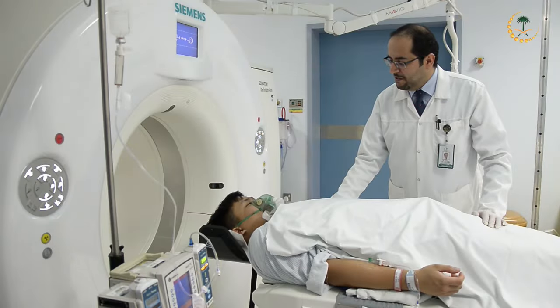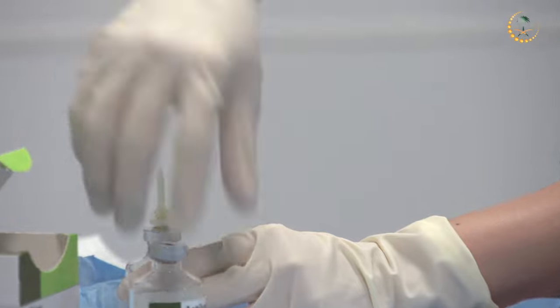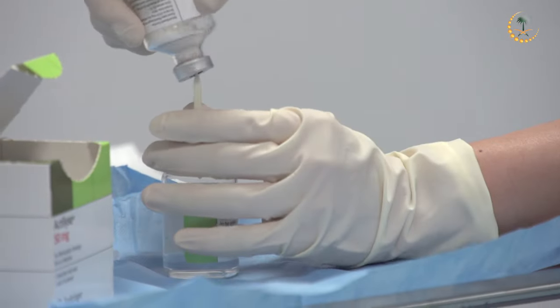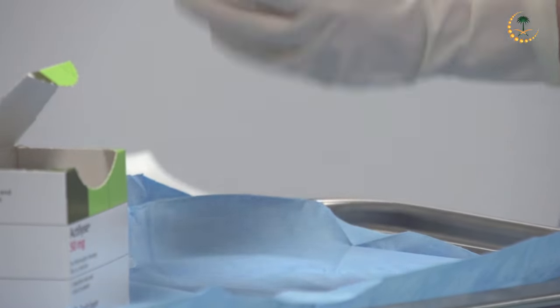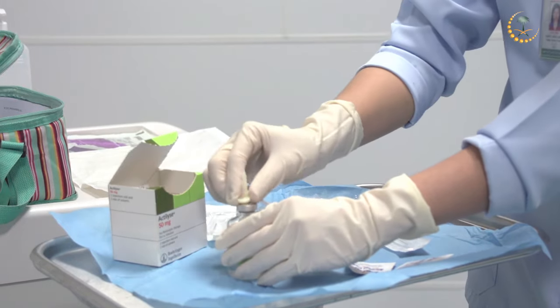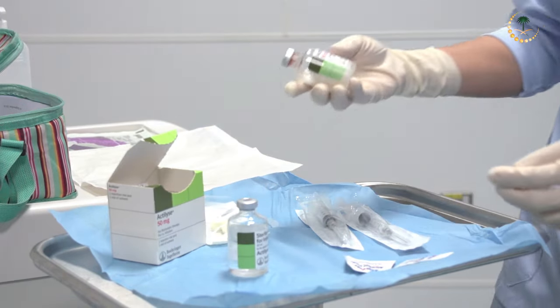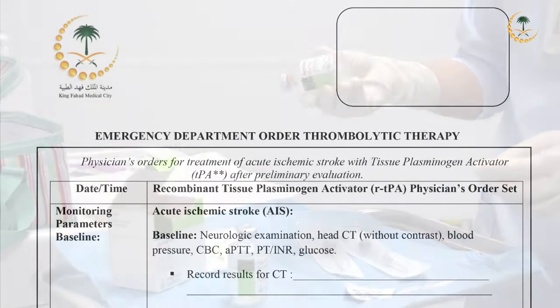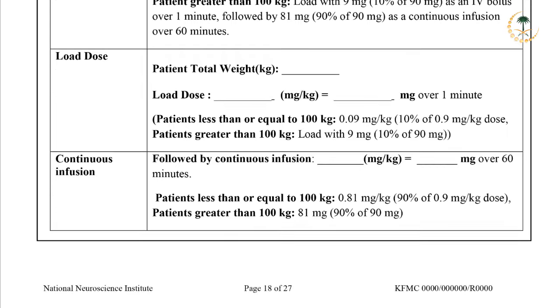The benefit and risk of TPA therapy are thoroughly explained. Once an informed consent is obtained, the stroke nurse starts mixing the TPA. Two licensed staff calculate and validate the TPA dose based on the patient's weight.